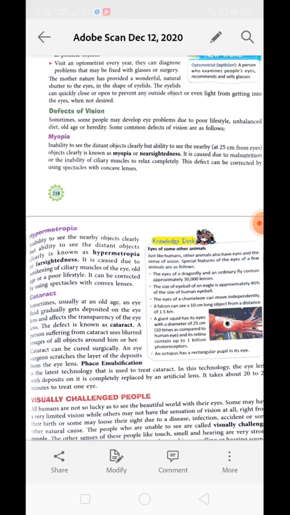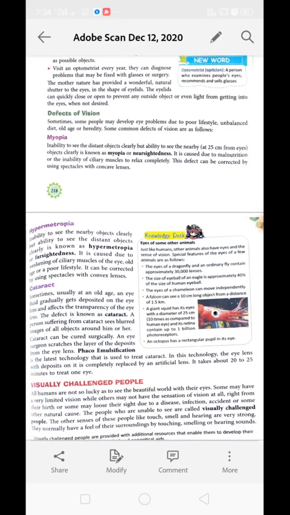In this surgical treatment, what we do is we can scrape off the layer that is deposited on the lens, or we can replace it completely with a new artificial lens. Okay, this replacement of a lens in the eye is known as phacoemulsification. It takes about 20 to 25 minutes to treat one eye.